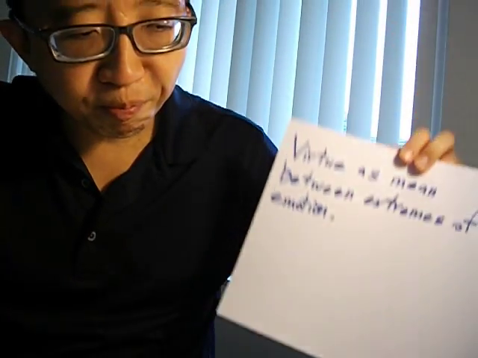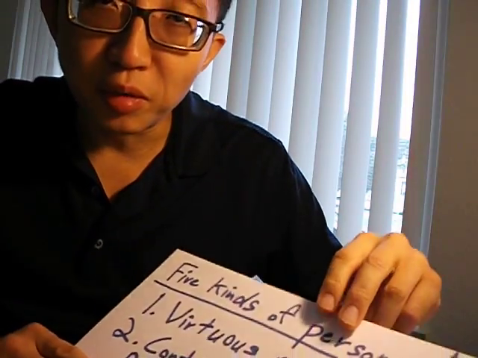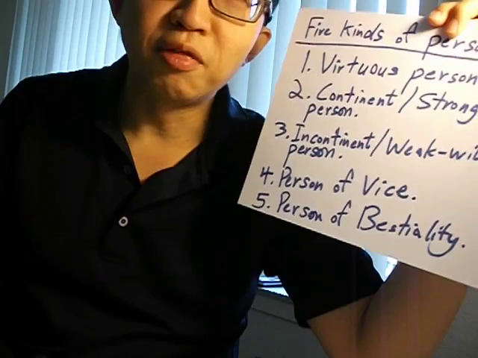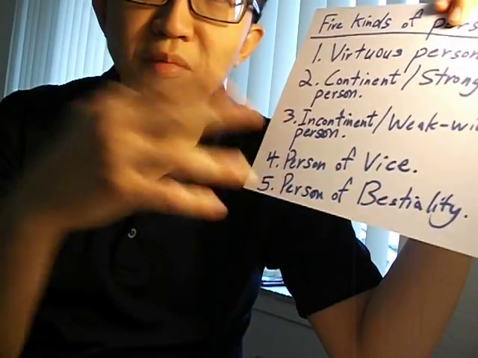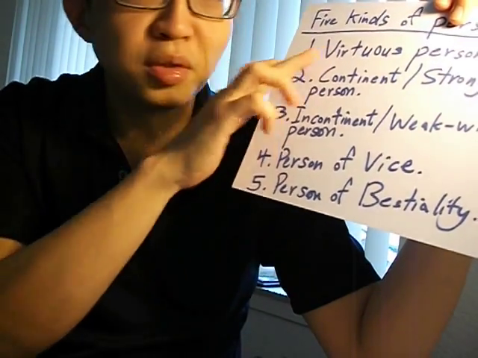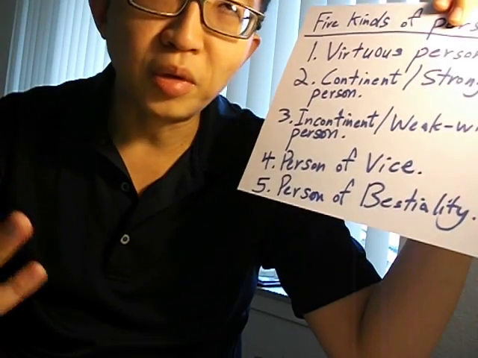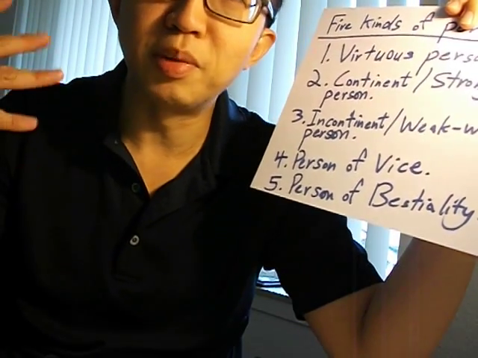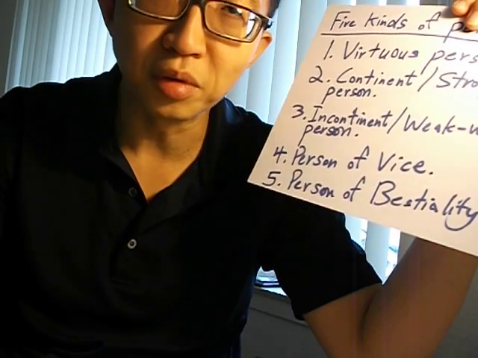So I'm going to talk about this more next week, but what Aristotle would say is that ultimately there are 5 kinds of people in the world. So there is the virtuous person, who is somebody who takes pleasure in naturally being virtuous because he has been trained and habituated to do so.